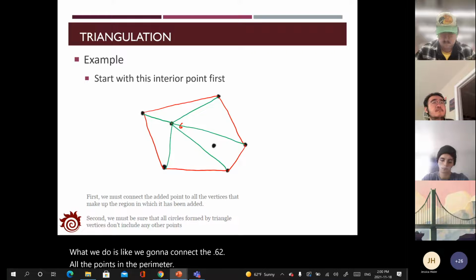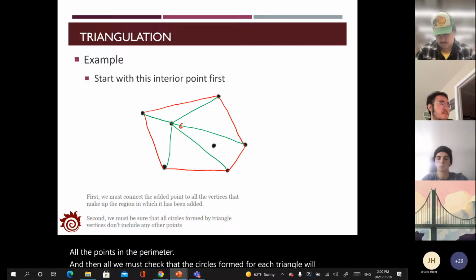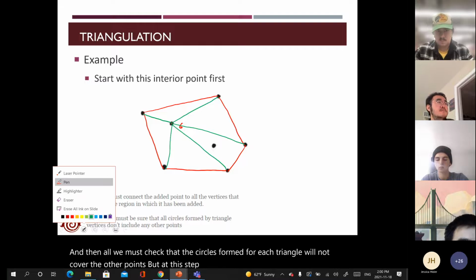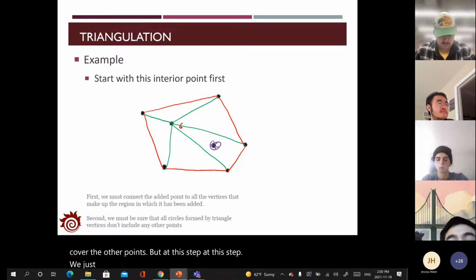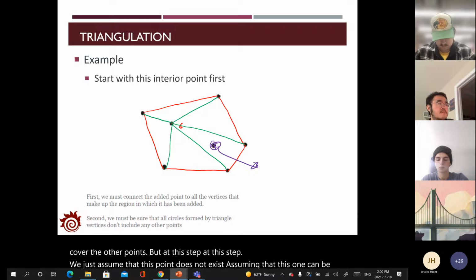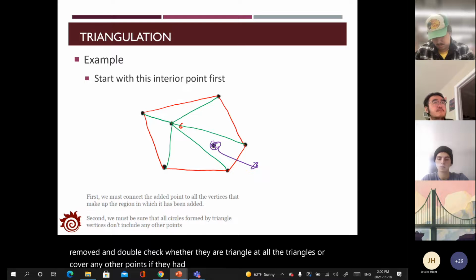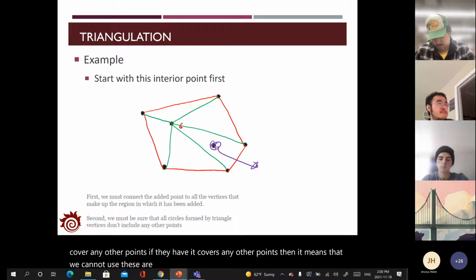And then we must check that the circles formed for each triangle will not cover the other points. But at this step, we just assume that this point does not exist. Assume that this one can be removed, and double check whether all the triangles will cover any other points. If it covers any other points, then it means that we cannot use that triangulation.